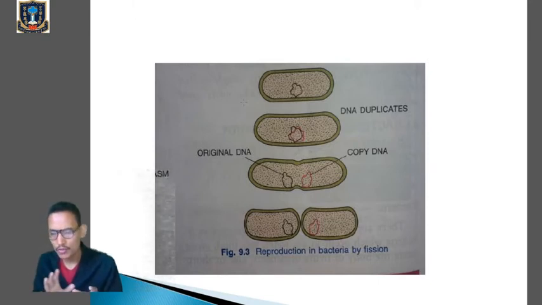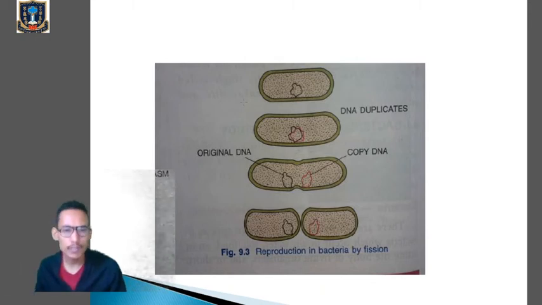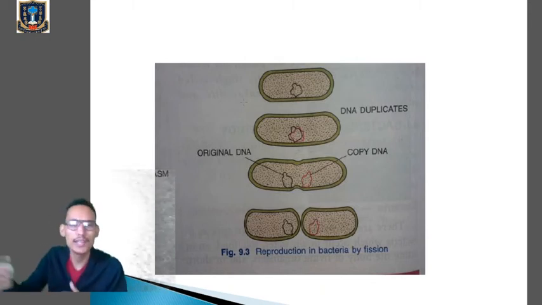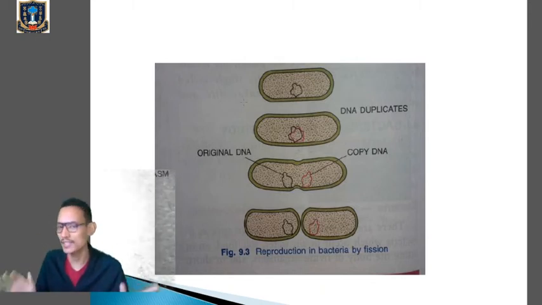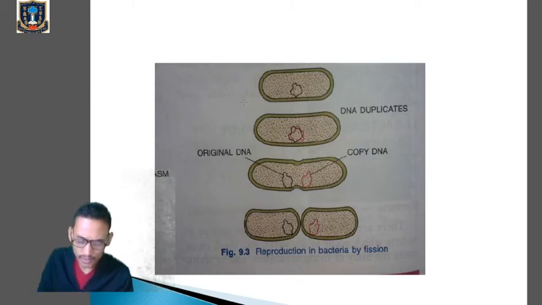Clear? So symbiotic means where the bacteria will live in close association with other organisms, where both of them will be mutually benefited. Kindly remember this thing. Okay, now let's go into the respiration.